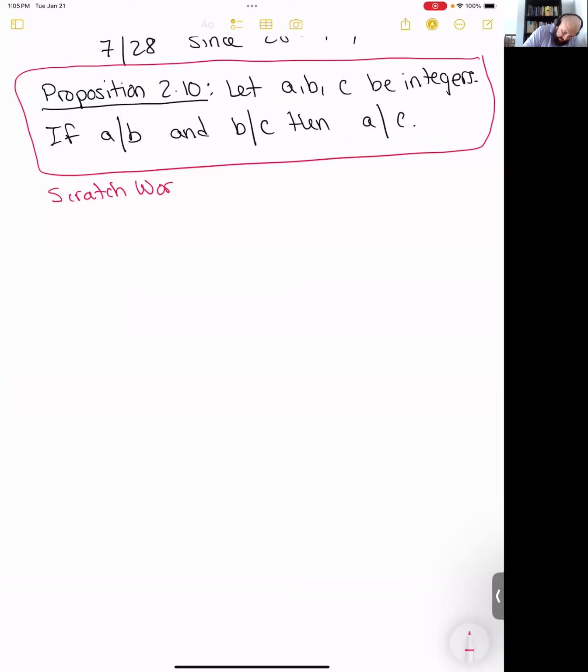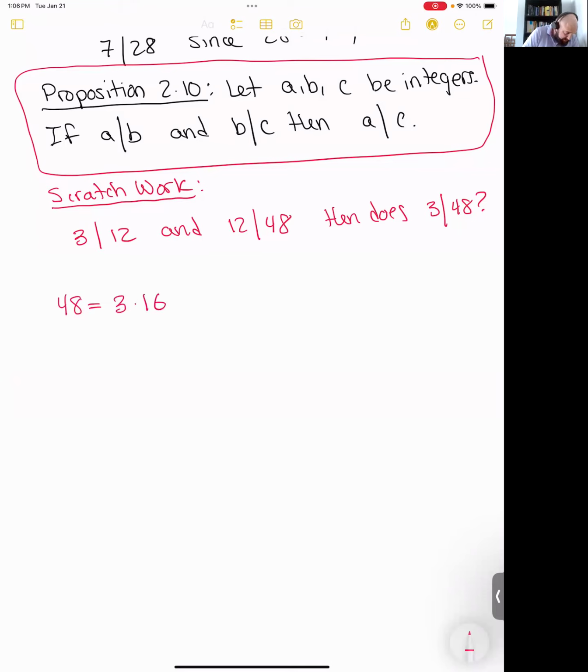We might be able to just go right into this proof, but let's develop a reason why we think it's true first. So let's take an example. 3 divides 12 and 12 divides 48, right? So then does 3 divide 48? Okay, well, we can just check, I guess. 48 is equal to 3 times 16. So yes.